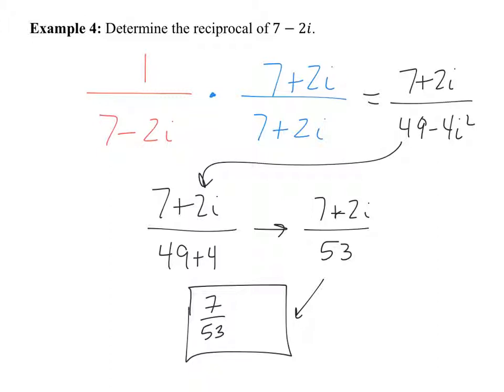Does 2 and 53 reduce? No. What do we do? Leave it. I write it as 2 53rds. And then there's your i.